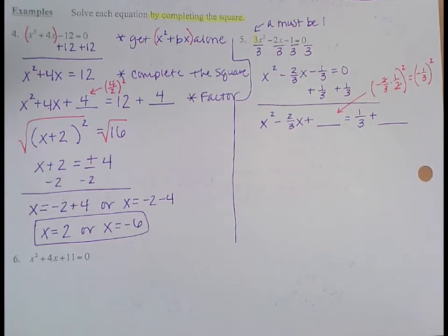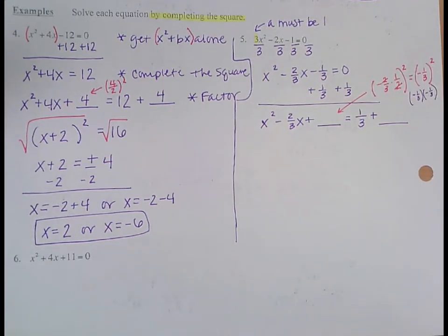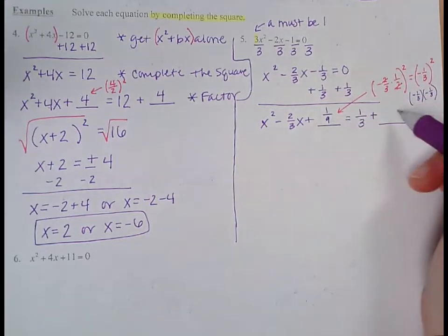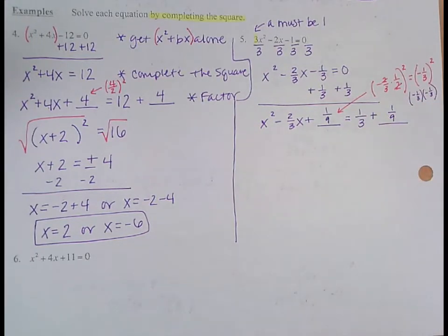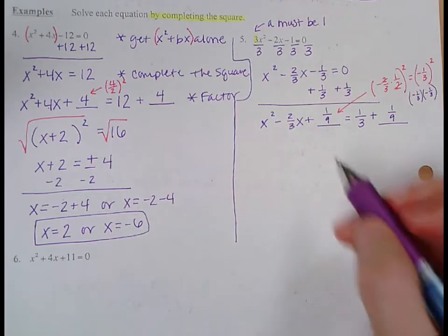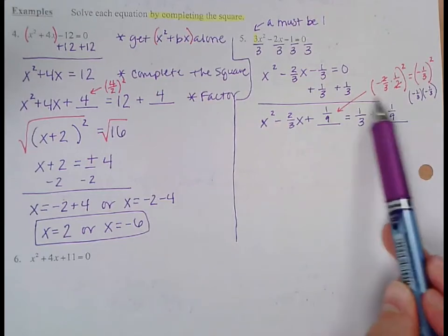which, what is negative 1/3 squared? Leaving it as a fraction. This would be negative 1/3 times itself. How do you multiply fractions? 1/9, yeah, multiply across, so positive 1/9. So I have to add 1/9 to both sides. And then I know I'm going to simplify the right side.